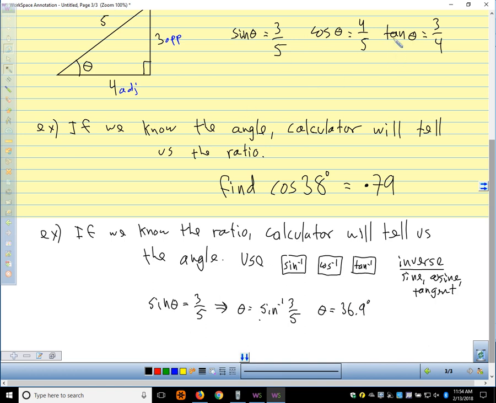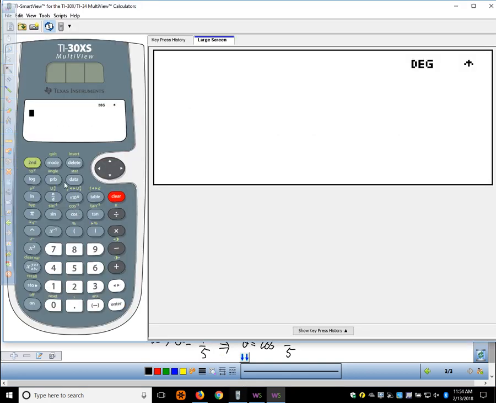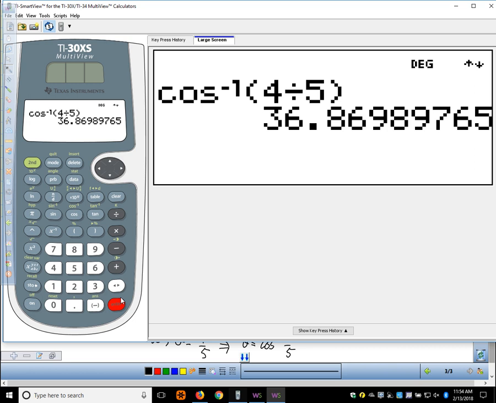And I can do that for any of those ratios. We said before that the cosine of theta was 4 over 5. Well, if we wanted to find the angle from that ratio, our angle would be the inverse cosine of 4 over 5. Inverse cosine right here above the cosine. 4 divided by 5. And I need to make sure I close my parentheses. Otherwise the calculator will do the inverse cosine of 4 and then try to divide that by 5, which is not the same thing. Hit enter, and it should get the same angle because we used that angle for the ratio. So that gives me my 36.9 degrees again.